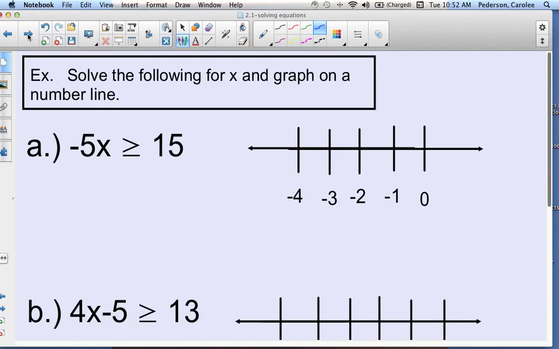Here are a couple examples now where we have to first solve the inequality and then graph it. So example A, -5x is greater than or equal to 15. And what we want to do is solve this inequality for x. So we have to think of it like an equation. How do we undo that -5? We're first going to divide both sides by -5. So I'm going to just first rewrite the inequality as it is. And now I'm going to divide both sides by -5.